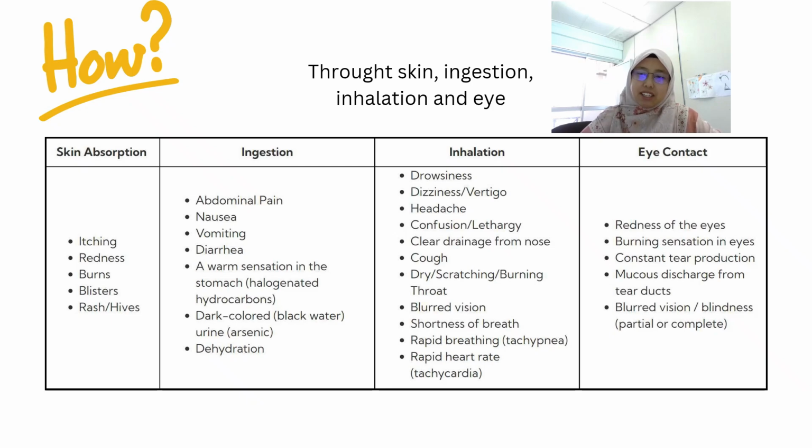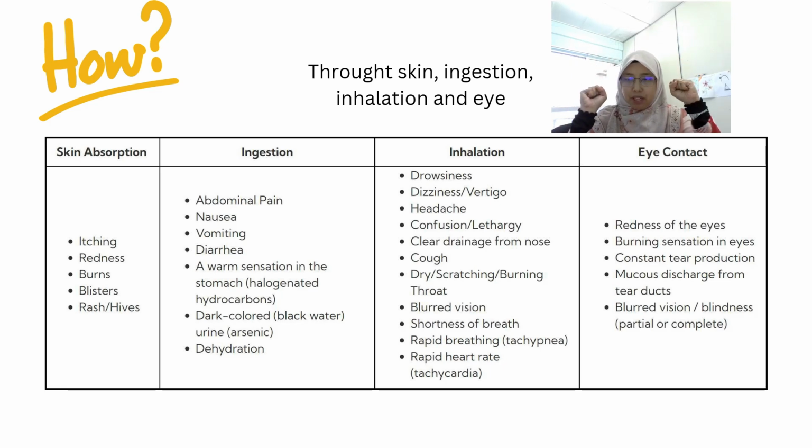Now, how can chemical hazards affect us? They can affect us through skin, ingestion, inhalation, and also the eyes. Just imagine that in your lab, you are exposed to a chemical without wearing your gloves. What can occur? Touching chemicals causes skin absorption, which can cause itching, redness, burns, blisters, and also rash. Meanwhile, ingestion usually happens with food poisoning or chemical poisoning inside our food, which can cause abdominal pain, nausea, vomiting, diarrhea, a warm sensation in the stomach, dark-colored urine, and also dehydration.